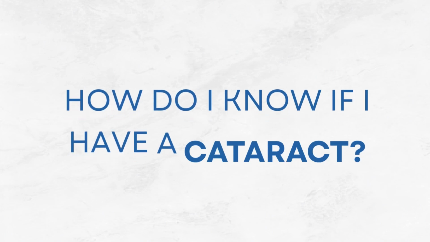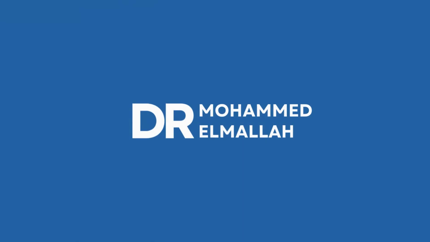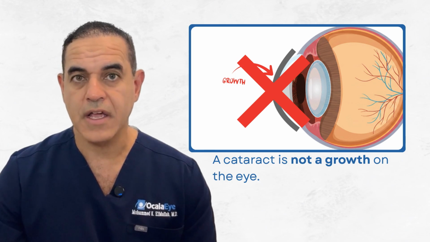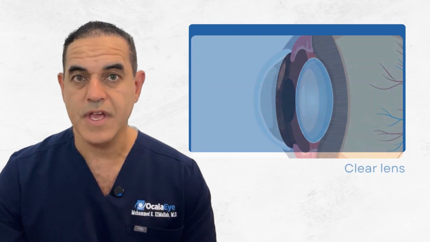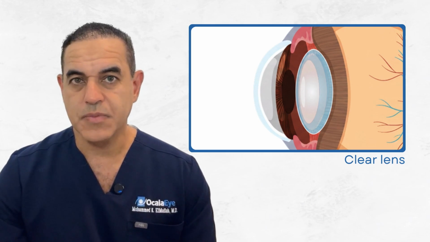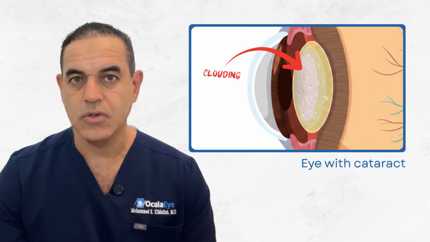So back to the question at hand, how do I know if I have a cataract? Well, before answering this question, we first have to understand what a cataract is and what a cataract isn't. A cataract is not a growth over the eye. A cataract is not something that comes over the eye. A cataract is quite simply clouding of your natural lens.